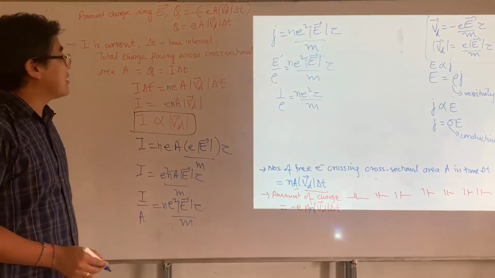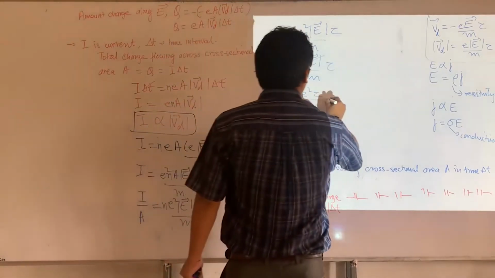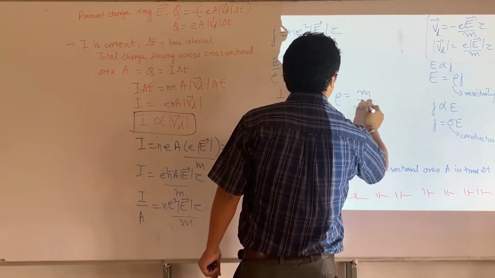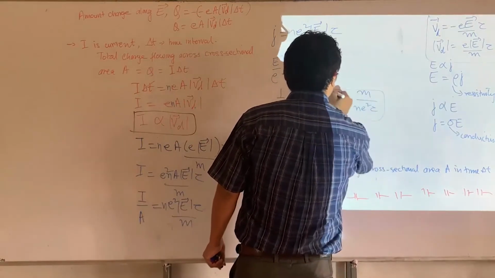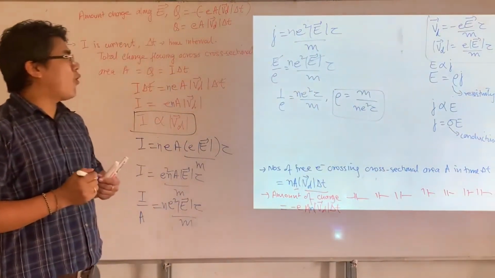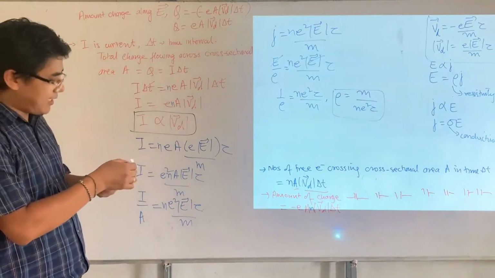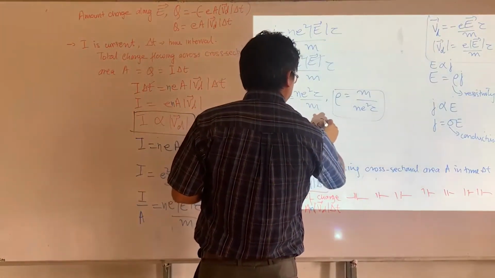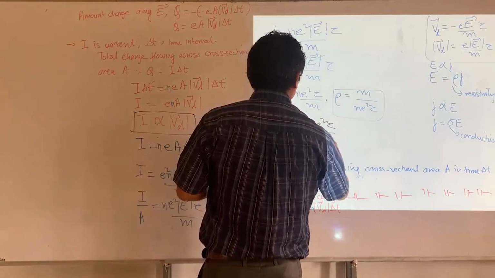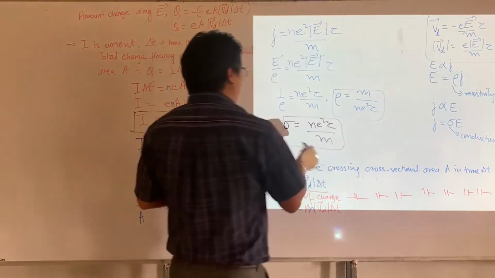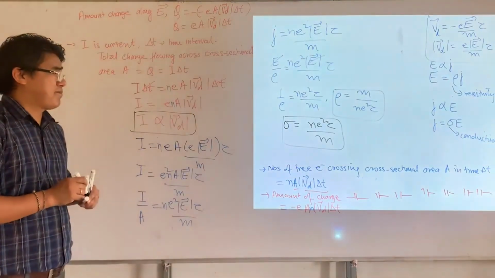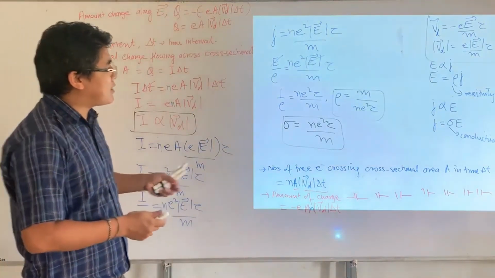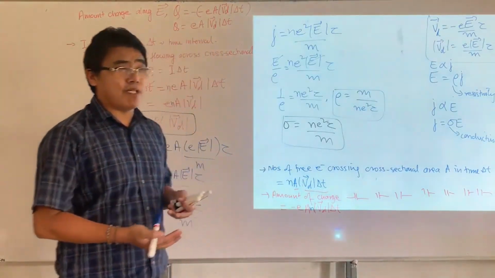N is number density. Now finally I say rho is equal to m divided by N E squared tau. This is the resistivity, and this is the origin of resistivity. And conductivity is what we define as N E squared tau divided by m. So we found so many relationships. That is why we say resistivity is the nature of vectors.